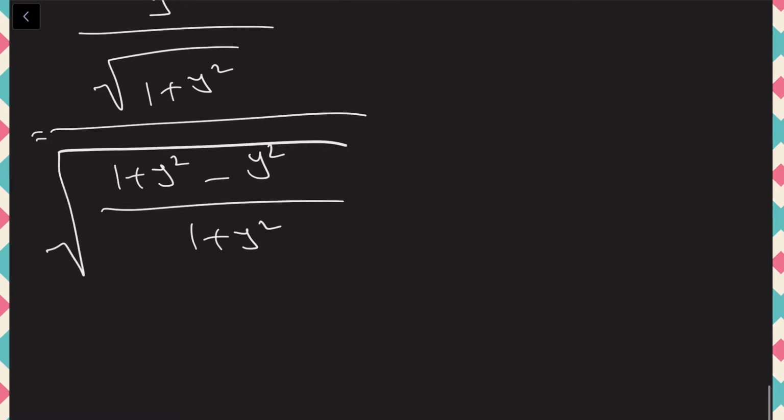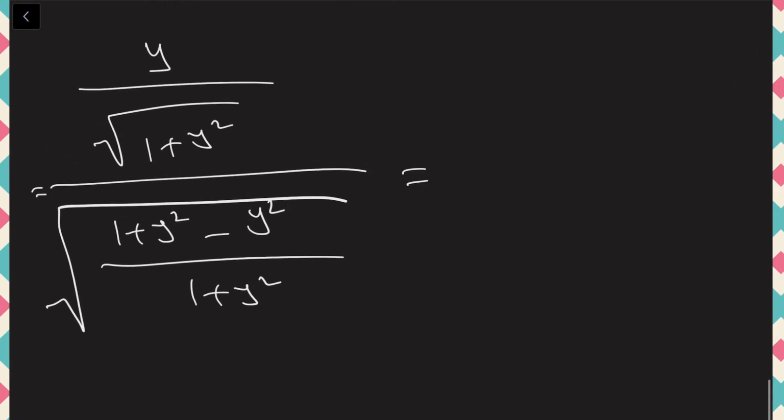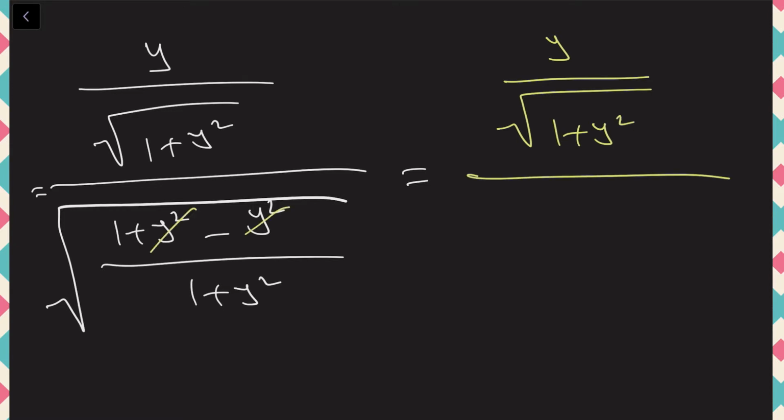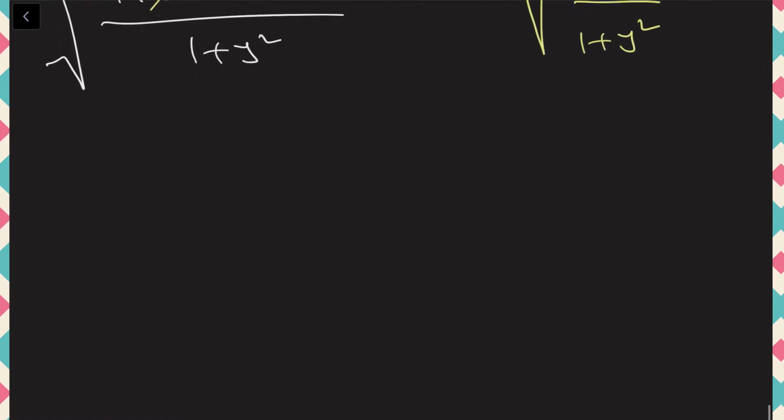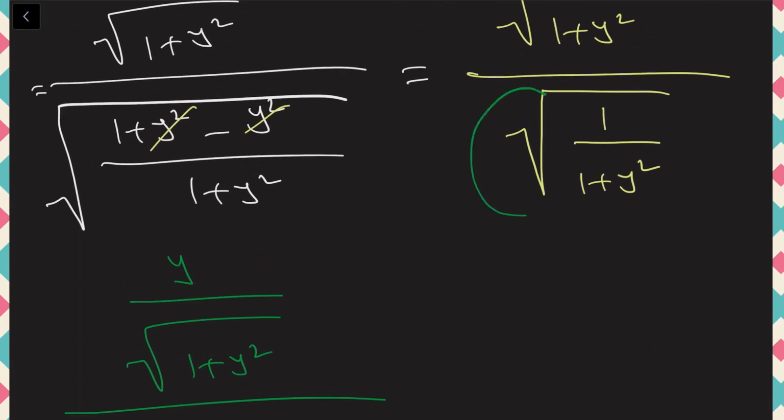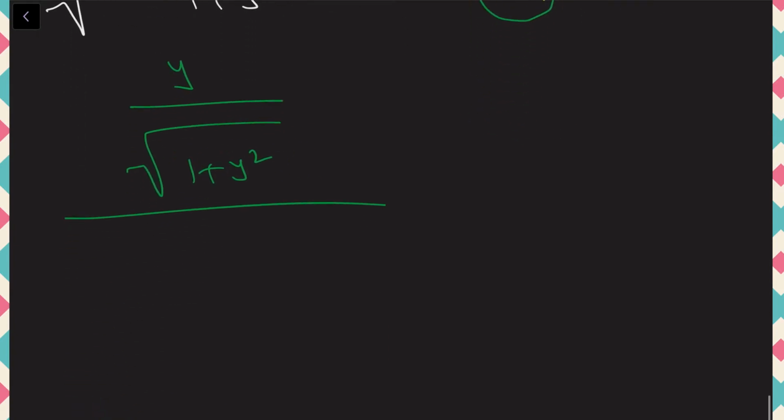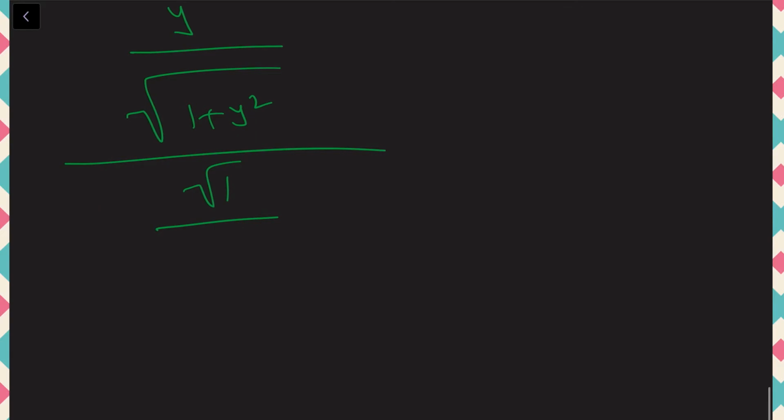For the denominator, total under root. Writing the numerator as it is, y by under root 1 plus y square, whole divided by, here y square will get cancelled, so we remain with under root 1 by 1 plus y square. Sorry. Writing the numerator as it is, y by under root 1 plus y square divided by, in the denominator we have complete under root, so I am separating it, root 1 by root 1 plus y square.